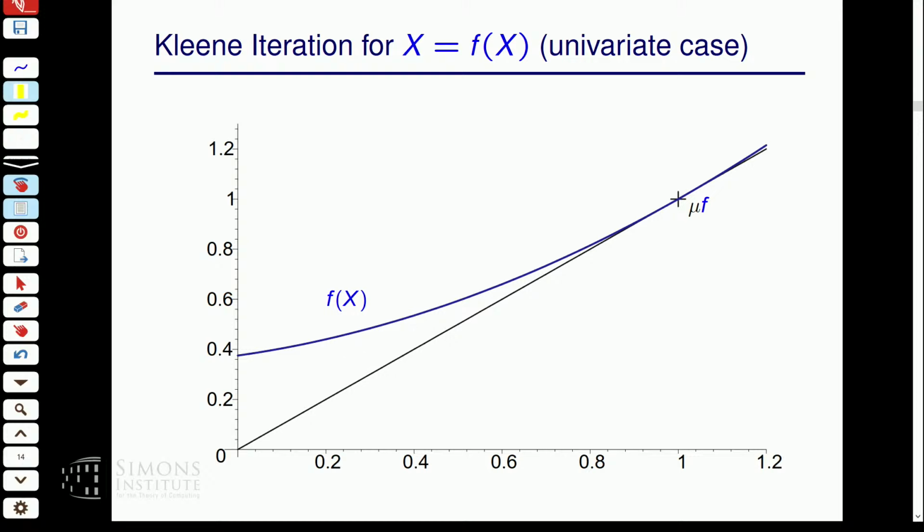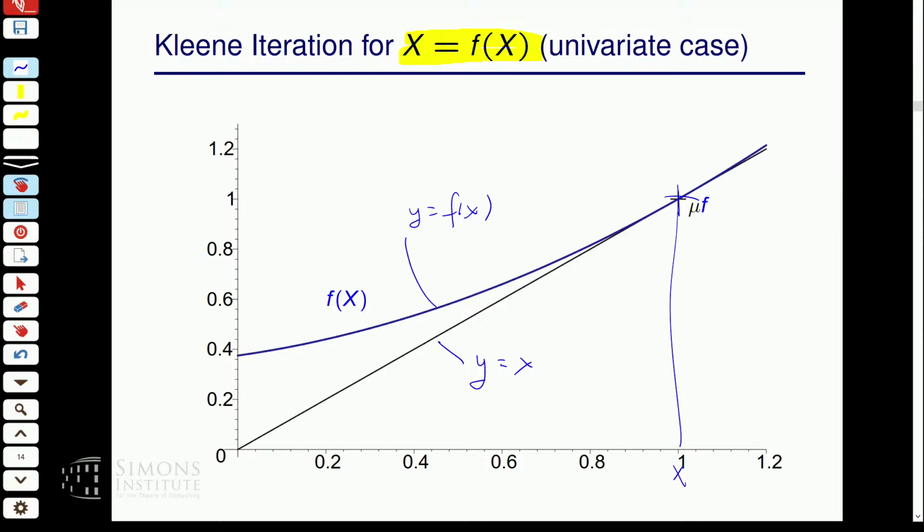But before, let's give a graphical interpretation of linear iteration. So imagine that we want to solve this equation. Here, this is the straight line y is equal to x. This is the curve y is equal to f of x. And the least fixed point is the point where these two lines intersect. In this case, it's equal to 1.